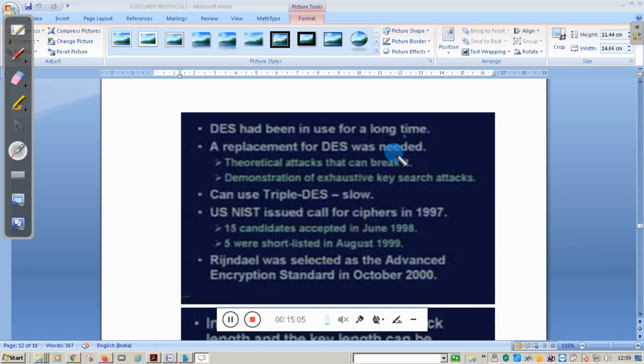But triple DES makes use of a 168-bit key, and it is slower because three times the encryption and decryption process will take place. So there was a necessity for an advanced algorithm for encryption and decryption. In 1997, NIST called for papers for ciphers, and finally in 2000, Rijndael was selected. Rijndael is the name of the person who developed this algorithm. So Rijndael came up with the Advanced Encryption Standard in October 2000.